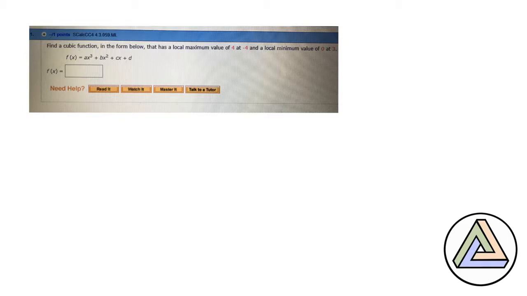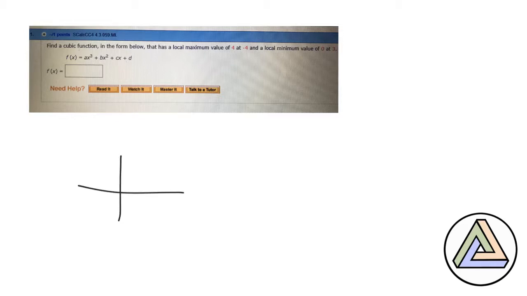When you're trying to figure out, okay, it says find a cubic function, right? So that makes me think, okay, well, A could be a multitude of numbers, B could be a multitude of numbers, C and D could also be a multitude of numbers. It's possible that there's only one cubic function that would satisfy this criteria also. But you might run into problems if you try to graph it.